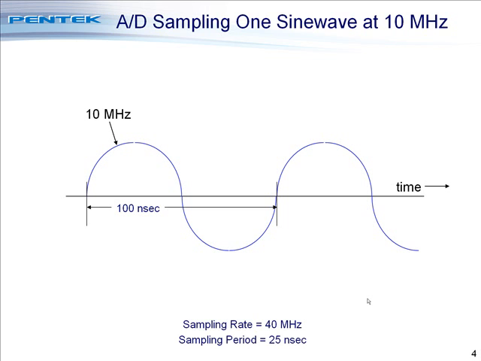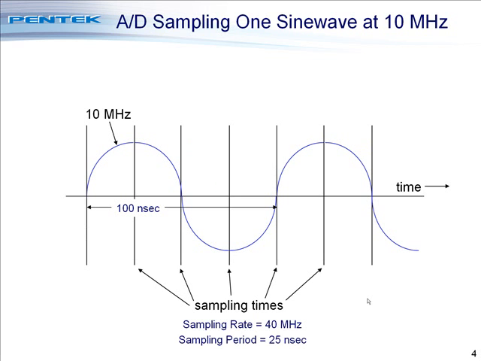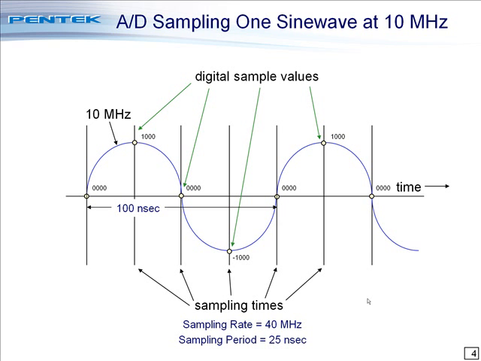Let's choose a sampling rate of 40 megahertz, which has a sampling interval of 25 nanoseconds, or 1/4 the period of the sine wave. The vertical lines represent the times that the A to D converter will do the A to D conversion. These are the sampling periods. And notice there are 4 sampling periods within one cycle of the sine wave. So at each time the A to D converter converts, it creates a digital value. These values are shown, and these are the sequence of numbers that are delivered out of the A to D converter that we just looked at before.